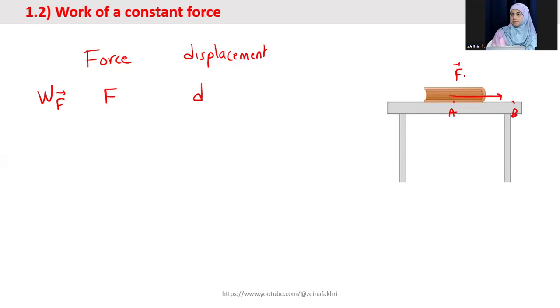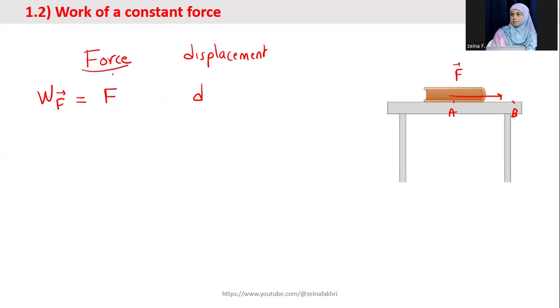We notice that each time we increase the force, then for the same object, the displacement will increase, and thus the work of the force will increase. So we know that the force and the displacement are proportional to the work of the force. This means that the work of the force is equal to the force multiplied by the displacement.